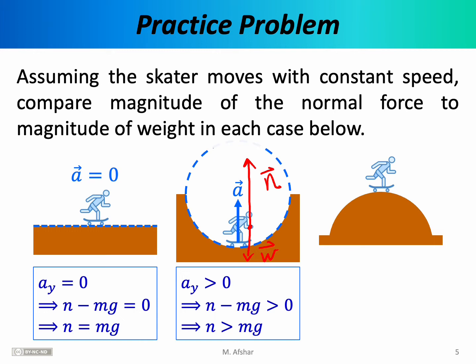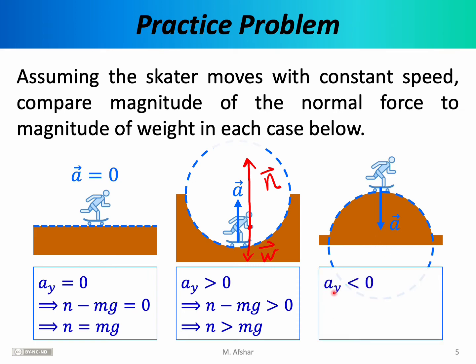Let's analyze the third scenario on the right, essentially using the same method. This time the circular path looks like this. The center of the circle is below the skateboarder. Once again, the skateboarder is moving along a circle, so there must be an acceleration. That acceleration is centripetal. It points towards the center. So this time the acceleration vector points downwards because the center is below the skateboarder.